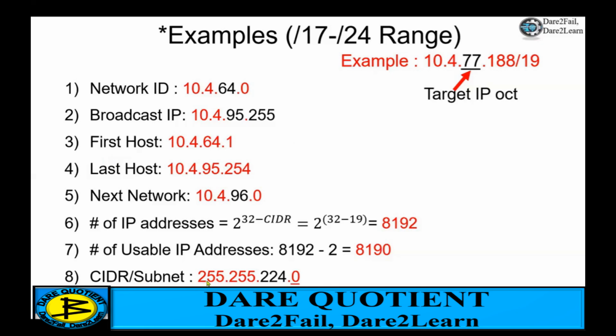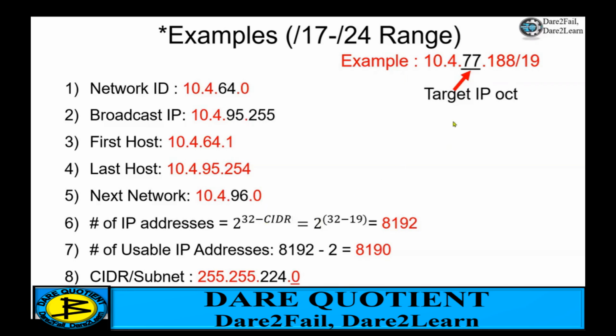As such, your CIDR subnet is 255.255. Now remember, you're dealing with the third octet. You have 224 on the third octet. And your last octet is always 0, since you're not dealing with the last octet. At this point, you're dealing with the third octet. So your last octet, or your octet 4, is always 0. So we have these 3 last attributes dealt with.